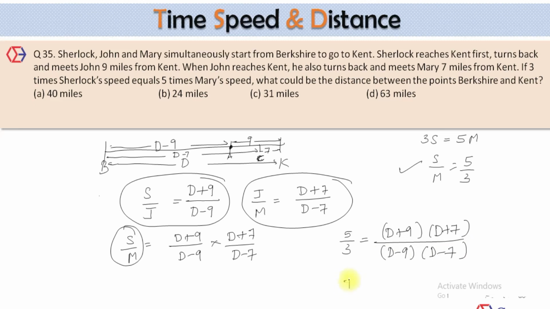When you solve it, you will get two values of d. First would be 63 and the other one would be 1. He's asking what could be the distance between the points Berkshire and Kent. It cannot be equal to 1 because this is definitely more than what? 9 and 7. So the correct answer would be what? 63. Okay, let's move on to the next one.